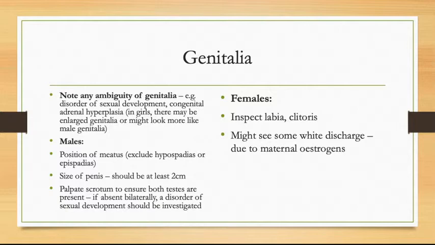If the baby is a boy, you have to look at the position of the meatus to exclude hypospadias. You also have to feel the scrotum to ensure that the testes are present. Sometimes they can take a while to descend, but if both are absent, then you need to investigate for a disorder of sexual development. For females, you should inspect the labia to make sure it's not fused, and you should check the clitoris to make sure it's not enlarged. You might see some white discharge, and that's normal, due to maternal estrogens.